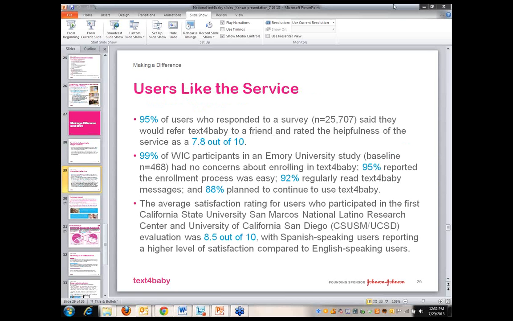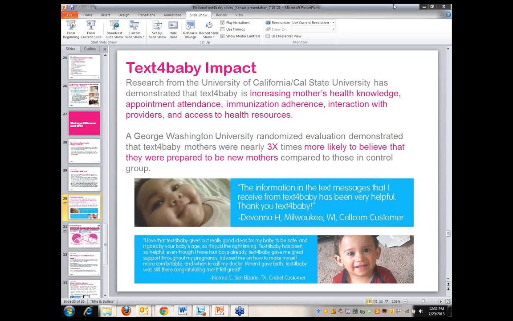Users are liking the service. 95% who responded to a survey of over 25,000 said they would refer Text4baby to a friend. Among WIC participants in an Emory University study, 99% had no concerns about enrolling. 95% reported the enrollment process was easy. That's really good to hear. 92% regularly read Text4baby messages and plan to use Text4baby as a service.